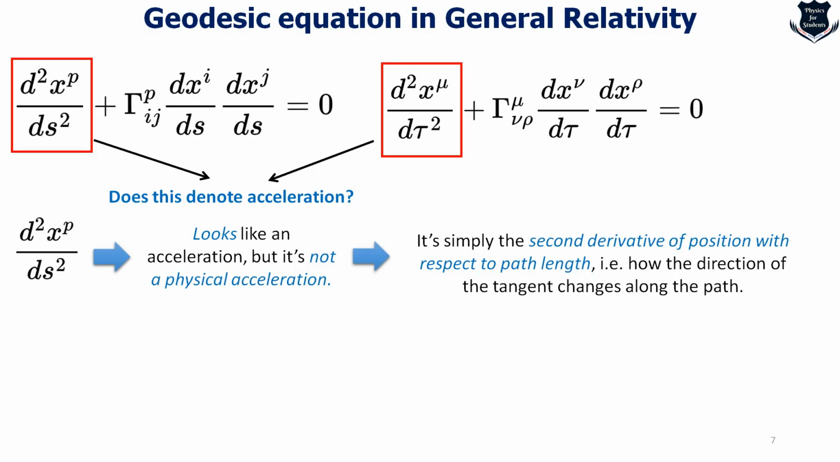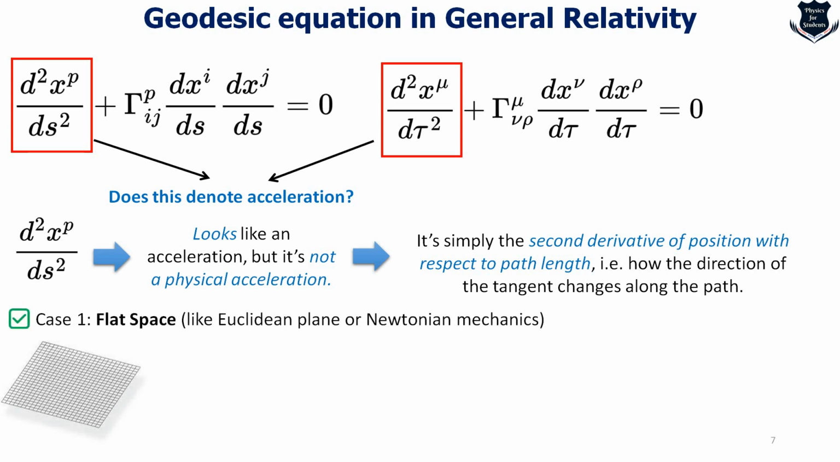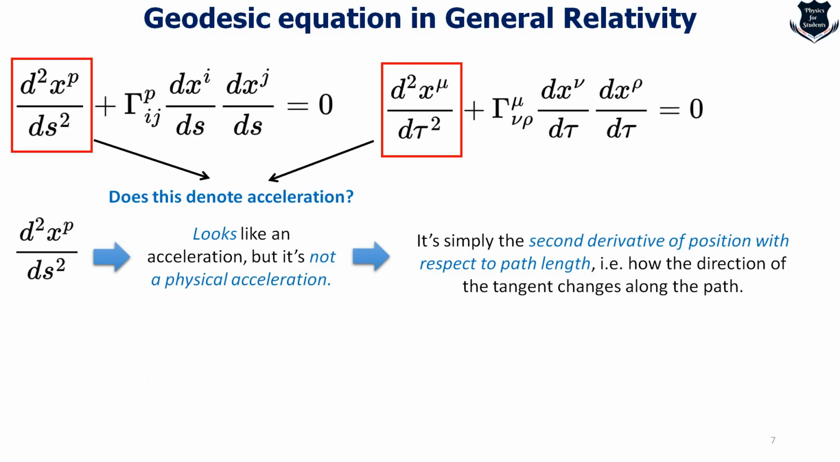I will tell you what I mean by tangent changes along the path, but first you need to understand it is simply the second derivative of position with respect to the path length. That is how the direction of the tangent changes along the path, and it is purely geometric in nature. This is important. It is purely geometric curvature, not a force induced acceleration, just the way we look at Newtonian mechanics. So it is just a change of direction along the curve.